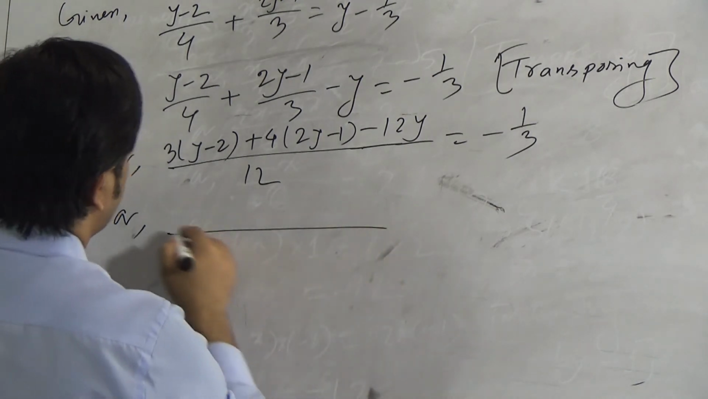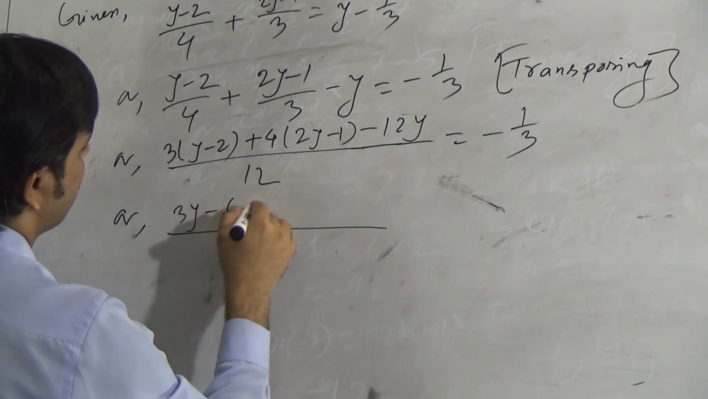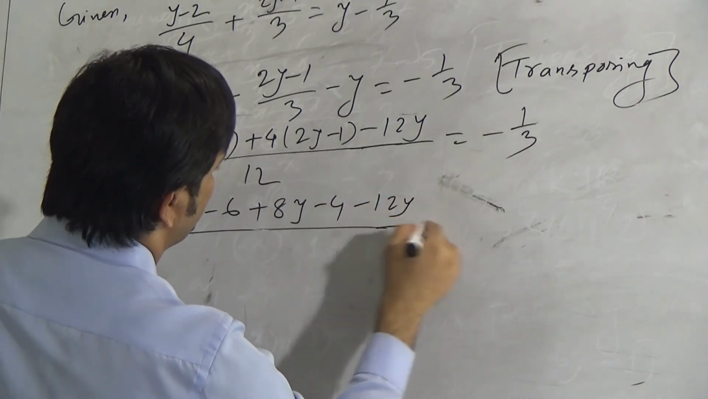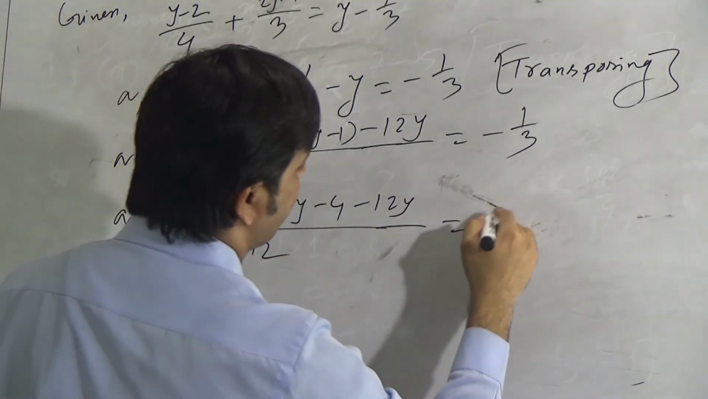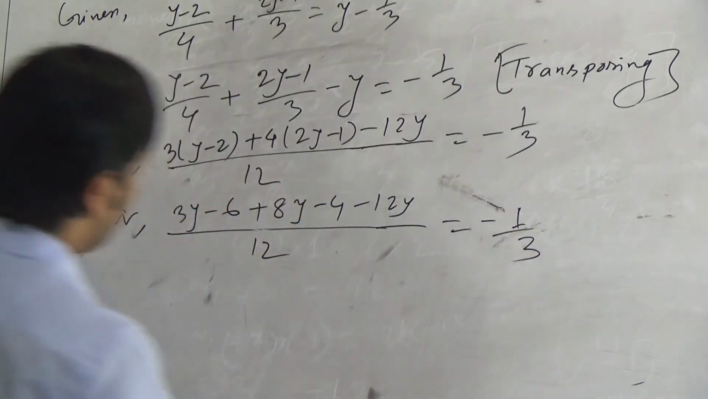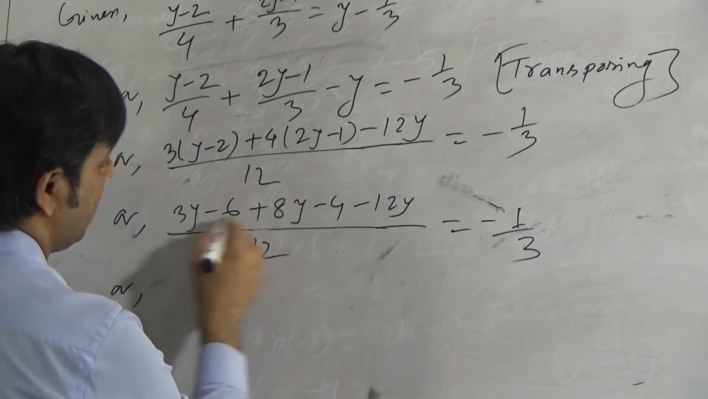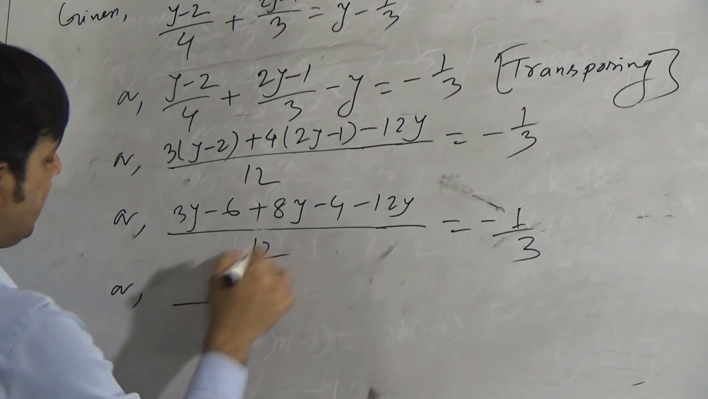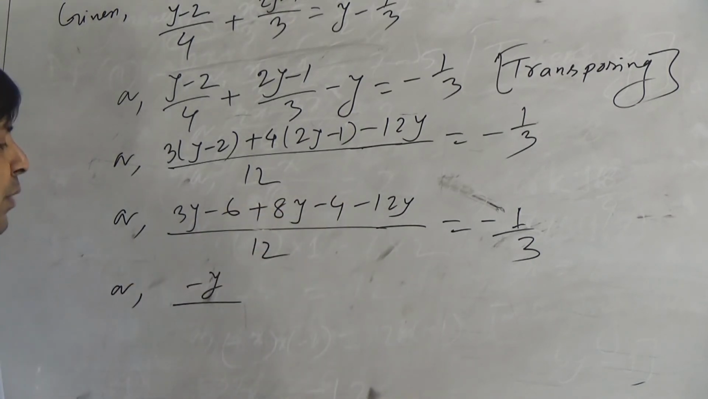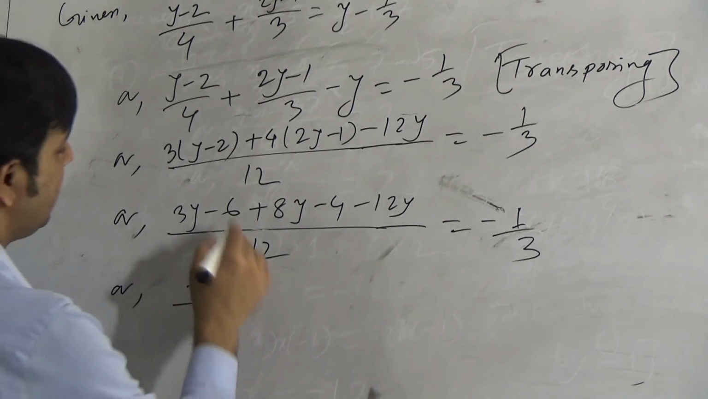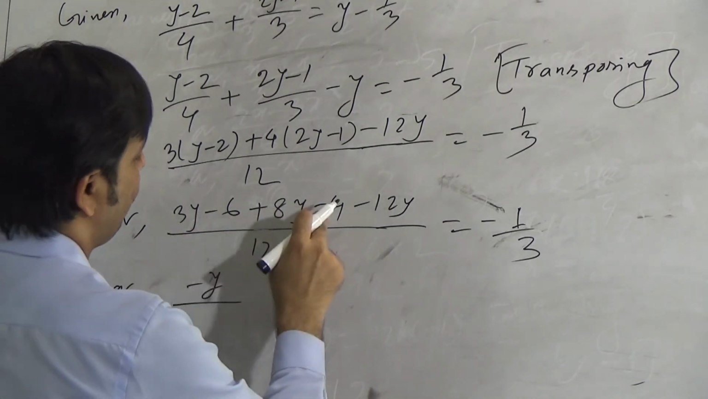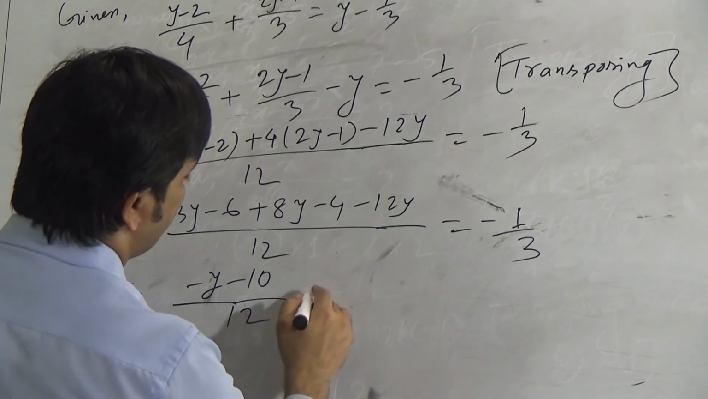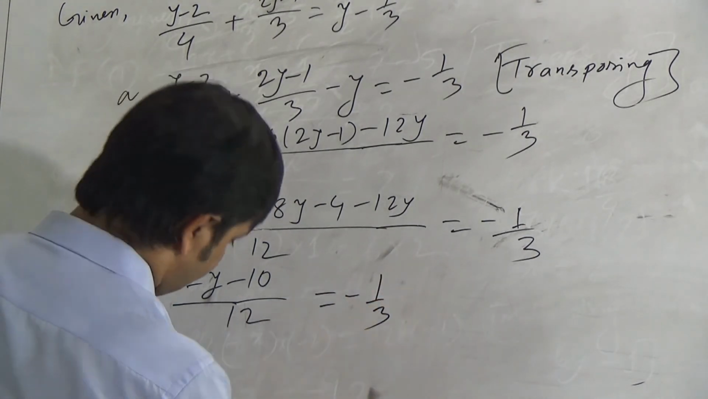Now we calculate: 3y minus 6 plus 8y minus 4 minus 12y, all by 12, that is equal to minus 1 by 3. Here 3y and 8y are positive, but 12y is negative. 11y positive, 12y negative, we get minus y. And 6 is negative, 4 is negative, so negative 10. So it will be minus y minus 10 by 12 equal to minus 1 by 3.